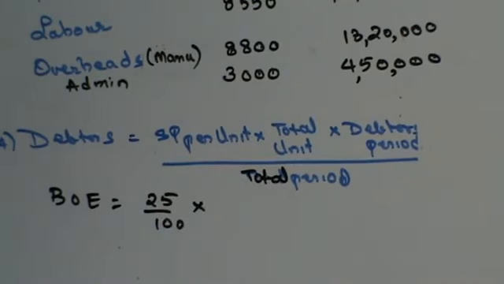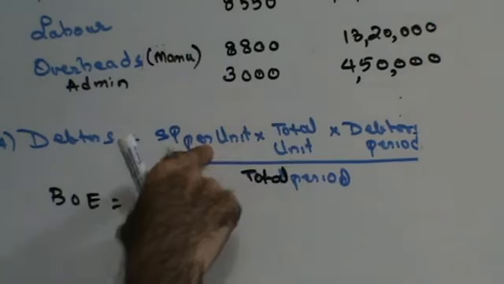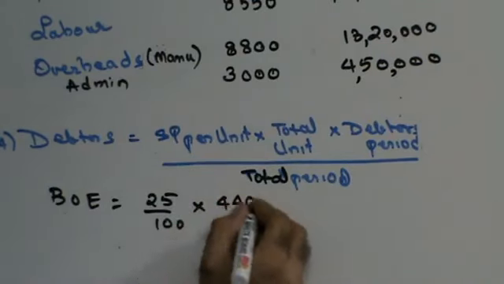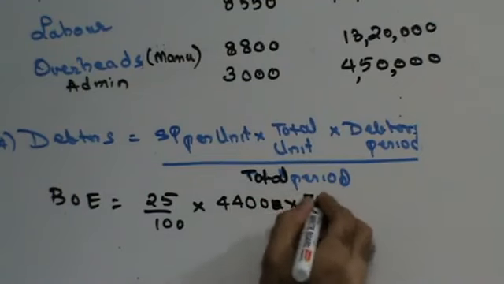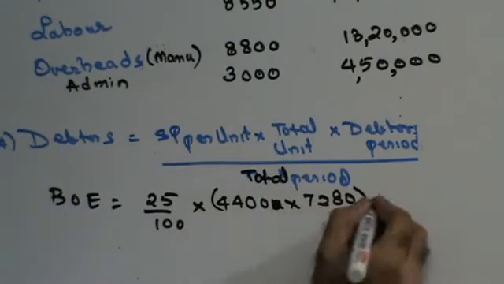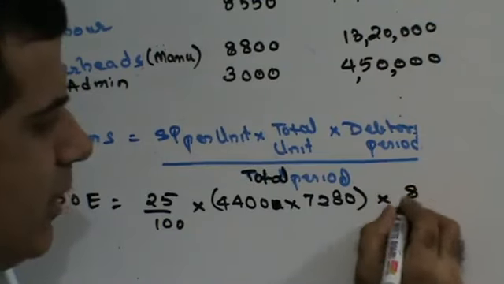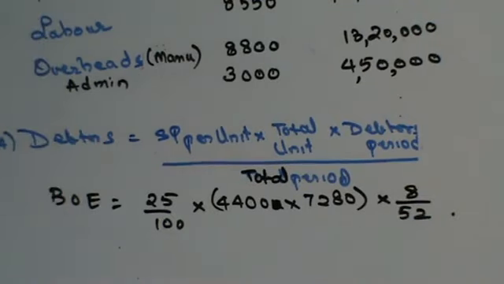What is the formula for sales? Sales is nothing but selling price per unit into total units. Now right in the beginning of the sum, they have said that although we are manufacturing 7,800 units, we will be selling only 7,280 units. So this will be 44,000 into 7,280. This is 25% of the sales is going to get 8 weeks credit. So into 8 divided by 52. That's going to be my bills of exchange figure, right?